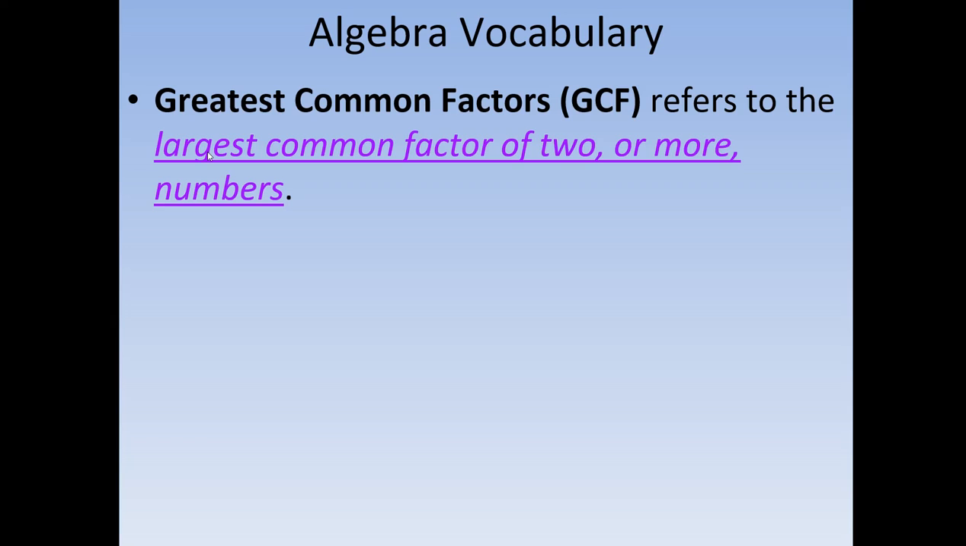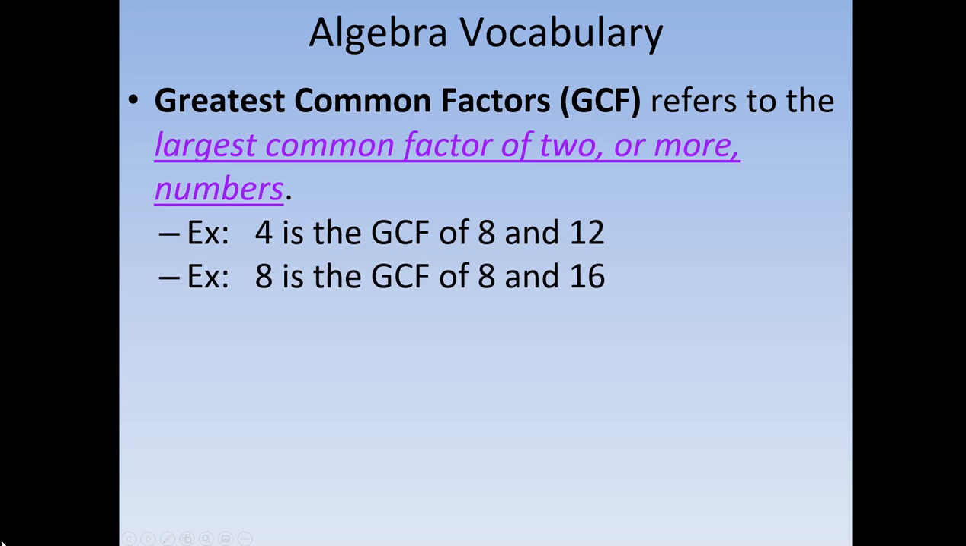The reason we're talking about factors is because we're going to talk about what's called the greatest common factor. A lot of times you'll see this as GCF, and this usually refers to the largest common factor that two or more numbers have. So 8 and 12 have a bunch of common factors, such as 2 and 4, and 4 would be the greatest common factor. 8 would be the greatest common factor of 8 and 16 because 8 can evenly go into both of those. And 9 is the greatest common factor of the numbers 18 and 27.